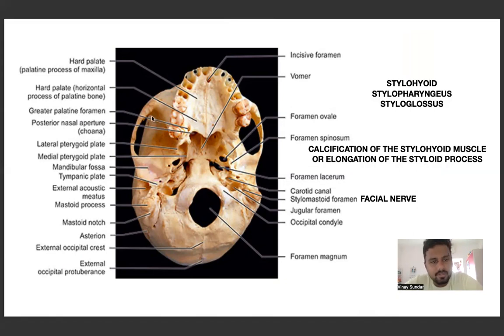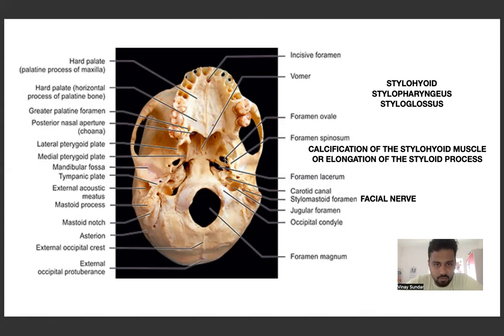Now, what you see here is the zygomatic arch, right? We described the zygomatic arch as formed by the zygomatic process of the temporal bone and the temporal process of the zygomatic bone. This is your incisive foramen, a landmark for your nasopalatine nerve block. Now, let's go to the foramen alone in this slide.